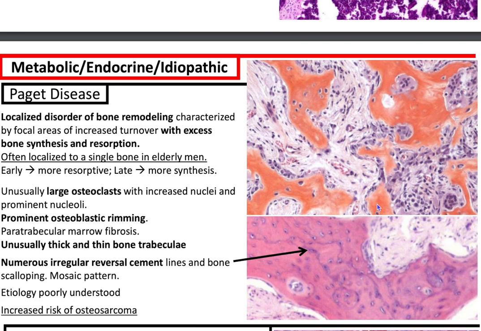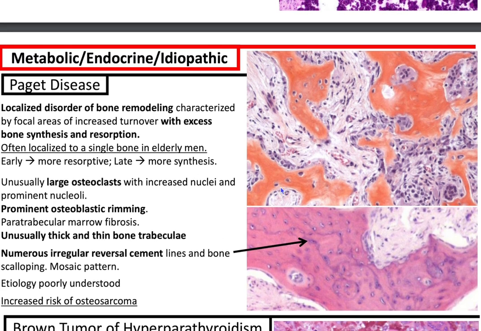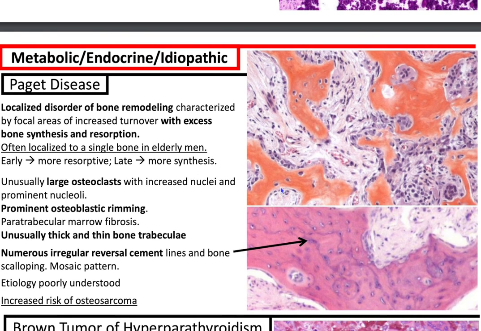It's often localized to a single bone in elderly men, and it's important to remember osteoclasts are multinucleated cells, and with the osteoblasts, you can have rimming, and they can often appear plasmacytoid. You'll have unusually large osteoclasts with increased nuclei and prominent nucleoli. You can see prominent osteoblast rimming.